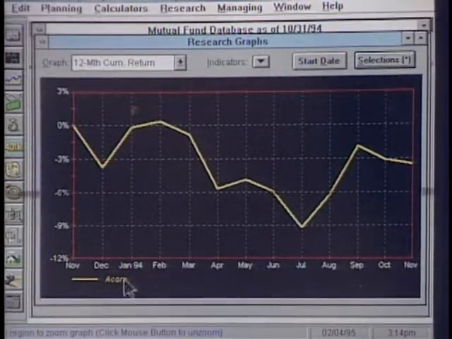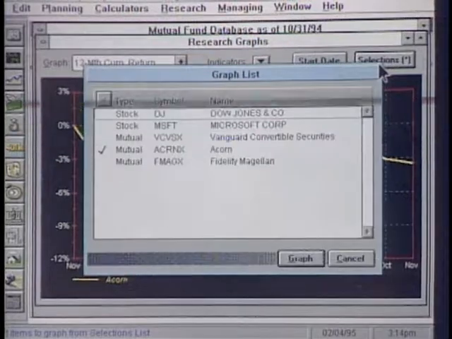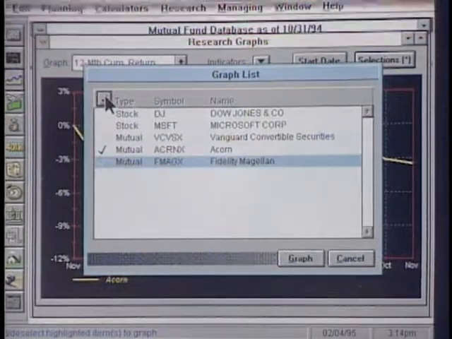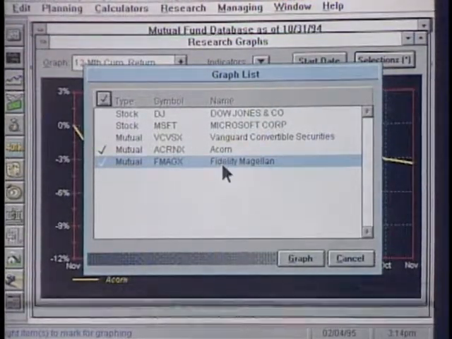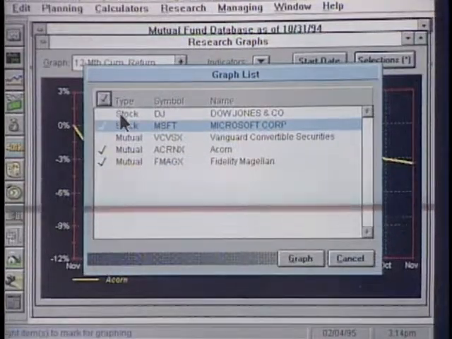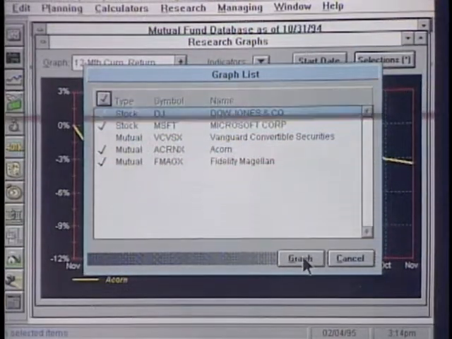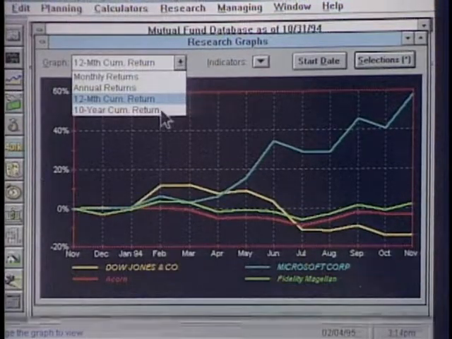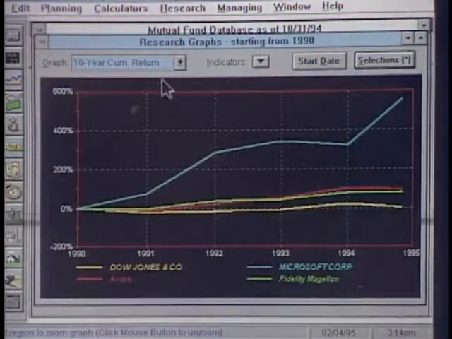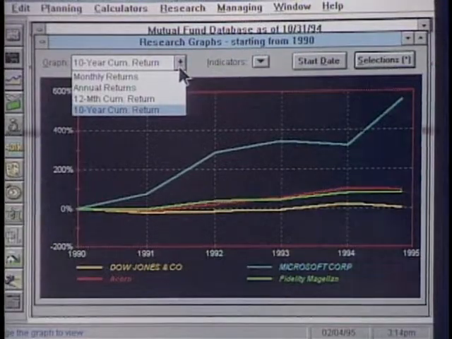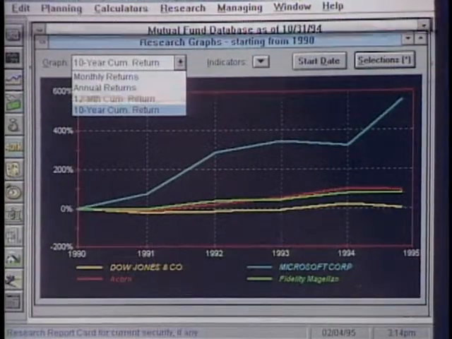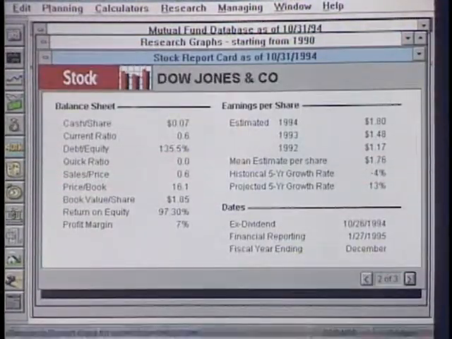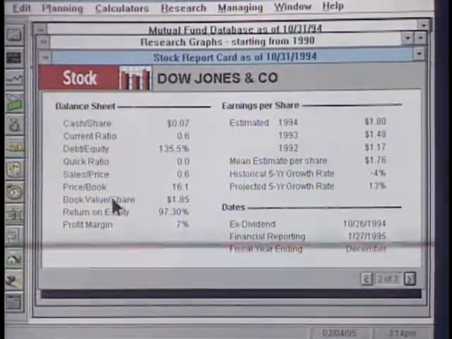Sure. Here we're looking at the Acorn fund, and we might decide to see how Acorn has performed relative to the Fidelity Magellan fund, or relative to Microsoft or Dow Jones stock. You basically just make these selections, you pull them all up in the graph, and the graph could look like that, or that could be a 12-month return, that could be a 10-year annualized return. So what was the performance of those various possible investments I might have made over the past? Exactly. And so it's all combined here.